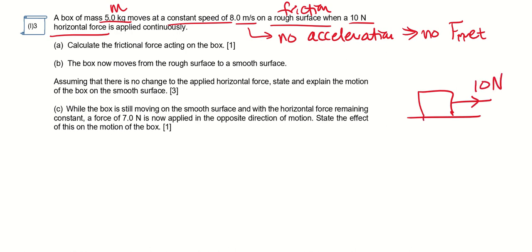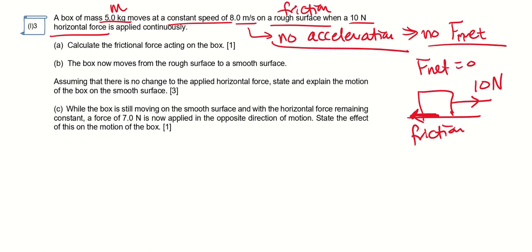Okay, so because the question tells us that there is friction due to the rough surface, in this case, it is moving with constant velocity, therefore no acceleration, no F net, which is here. Therefore, friction must be equal to 10 Newton. Okay, so this is part A.